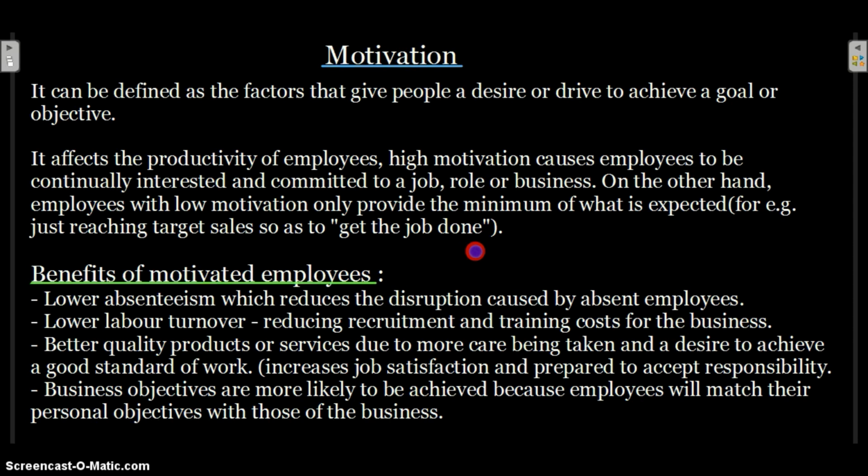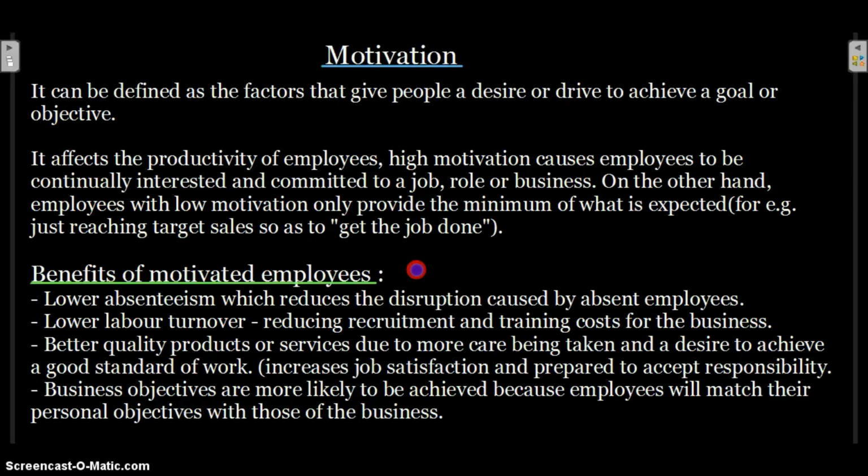Basically if you are motivated to do something, you will be more productive at your work. You will try to give your best. But if you don't have a desire or drive to achieve a goal, you just want to get the job done, you just want to do the minimum work that is required of you, get your salary, and that's it. That's not motivation, that's actually demotivation. You're not committed to your job, you don't have a drive or desire, you just want to get the job done.